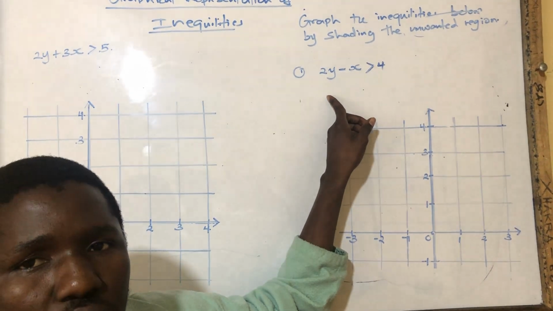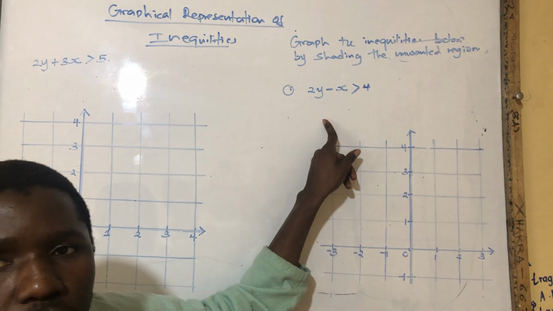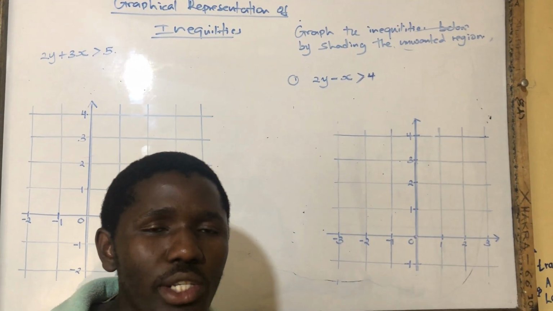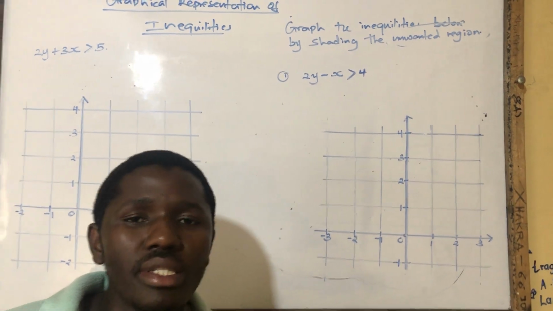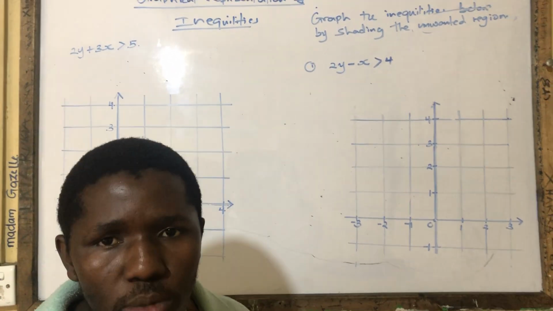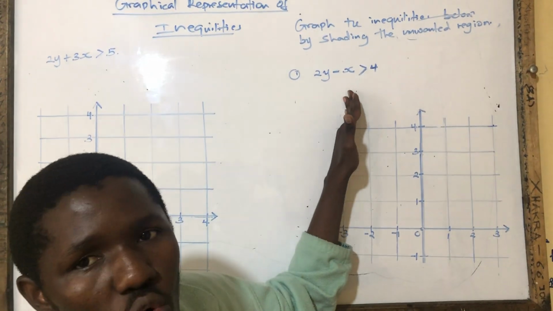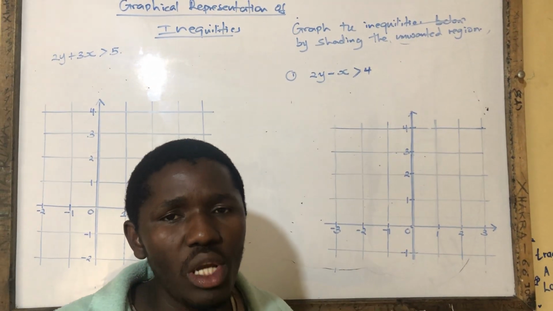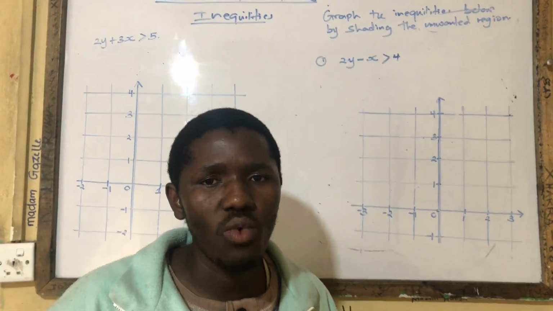I want us to continue from where we left. I want us to learn how to graph inequalities involving two variables x and y. How do you graph an inequality involving two variables x and y?